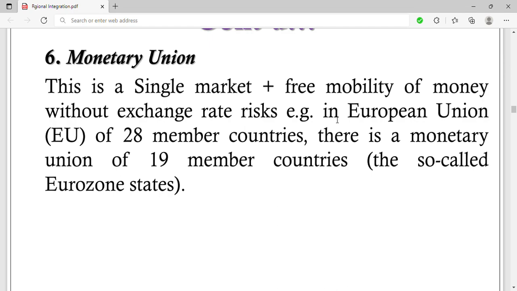That is monetary union. An example is the European Union of 28 member countries. There is a monetary union of 19 member countries, the so-called Eurozone states. So they use the euro. They have a monetary union. They have a currency that joins them. That's what we call the monetary union.